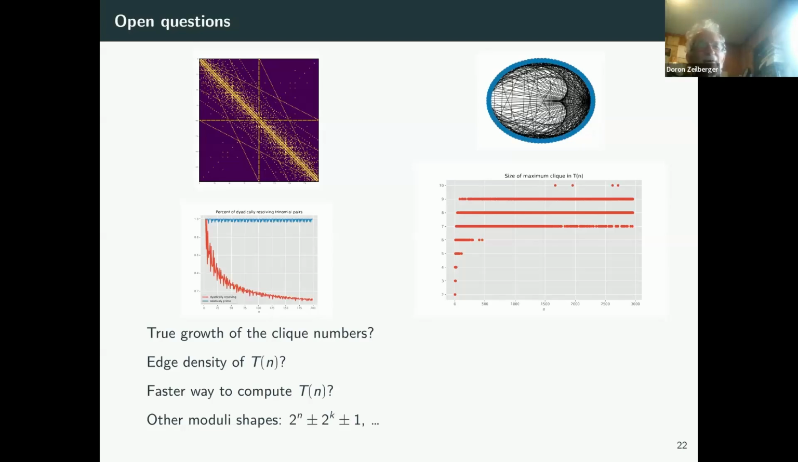Questions. First, I have a quick question. This is beautiful experimental math, but is it useful to actually computing with the Chinese remainder?